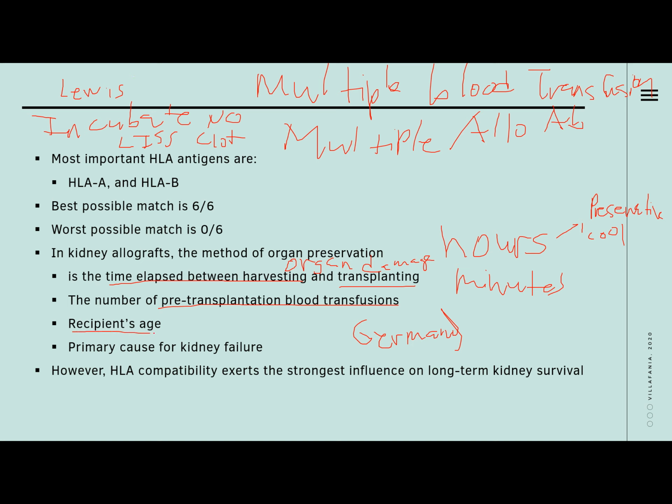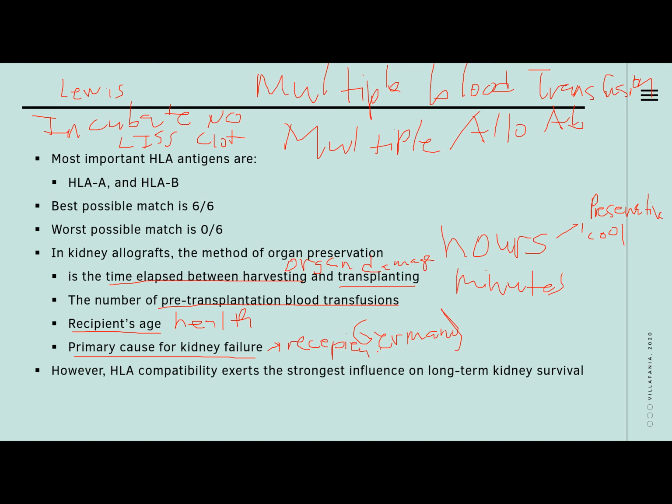Then you also have to consider the recipient's age. So you also have to consider the health of the organ. If you're going to get a very young or a very old donor, class, baka hindi na ganun ka-healthy yung organ. Then you also have to consider the primary cause for kidney failure. We're talking about here, class, yung recipient.